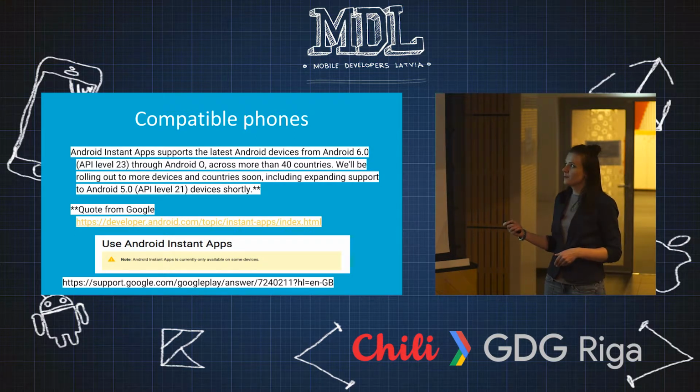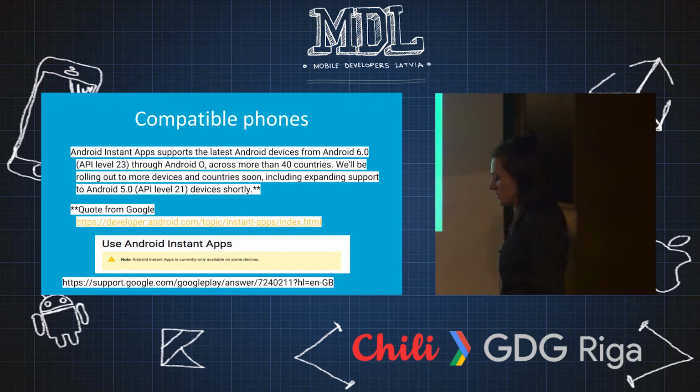I was not able to figure out what those 40 countries are. There is no link or reference whatsoever. And we will be rolling out to more devices and countries soon, including expanding support to 5.0 devices shortly. I also don't know exactly when this shortly is going to come up. Another even more interesting page that I found on support.google.com was, note, Instant Apps is currently only available on some devices. So my first experience exploring Instant Apps was actually quite crazy.